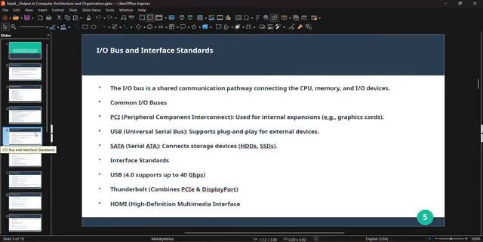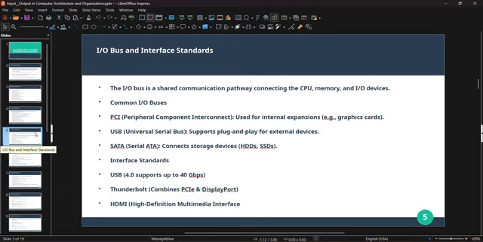Now let's move on to the bus and interface standards. Input output systems depend on buses and interface standards that they use, so that's what we are looking at. Some of the common input output buses are the PCI, the peripheral component interconnect, which is used for internal expansion.